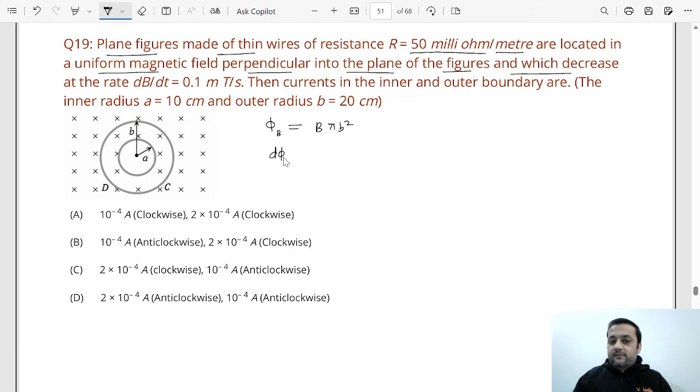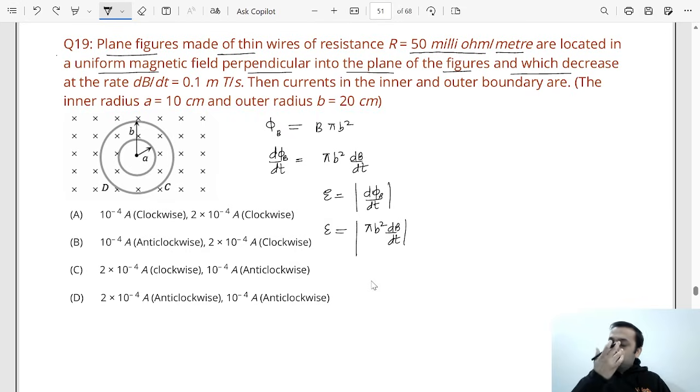Now, what is the rate of change of flux? d phi b by dt will be, now look, pi b square is constant, into dB by dt. This is the value of the EMF induced, because we can say the EMF induced will be the magnitude of d phi b by dt, which is pi b square into dB by dt. Although dB by dt is negative, since we are talking about the magnitude, we will get the magnitude of EMF.